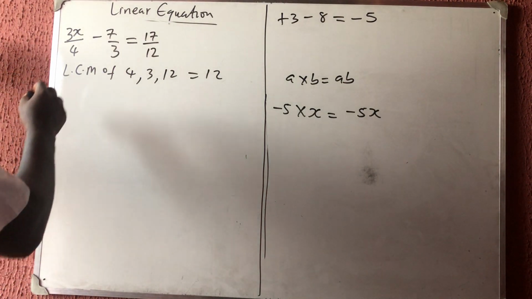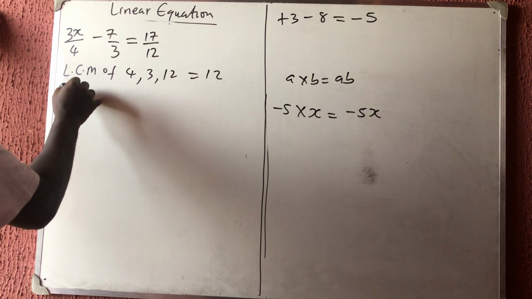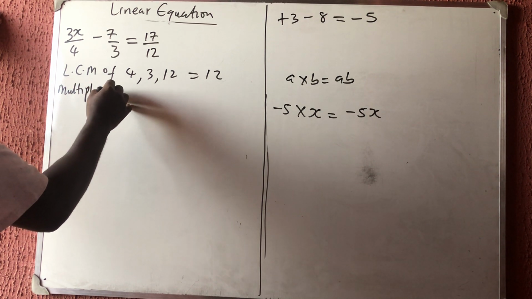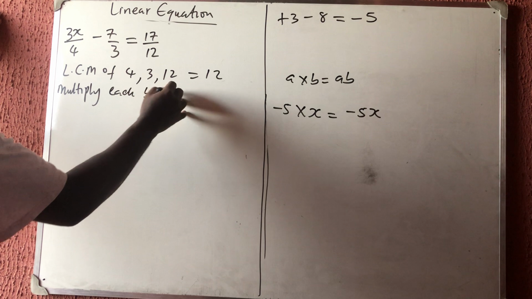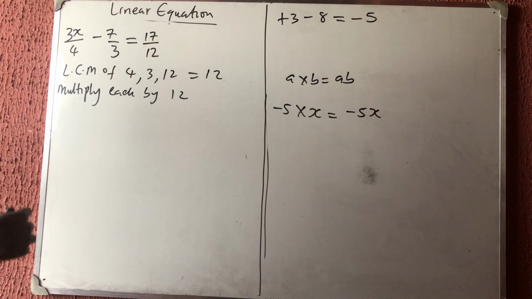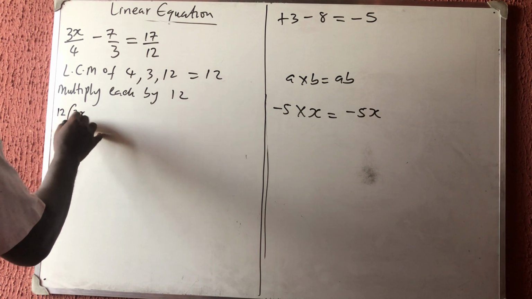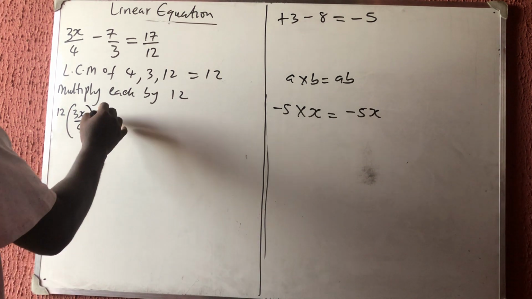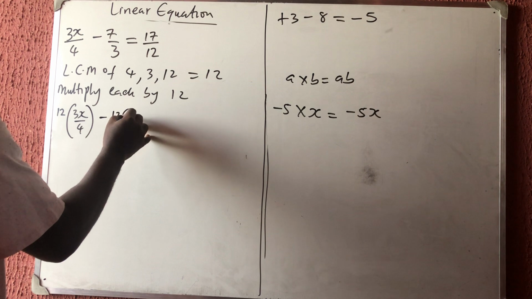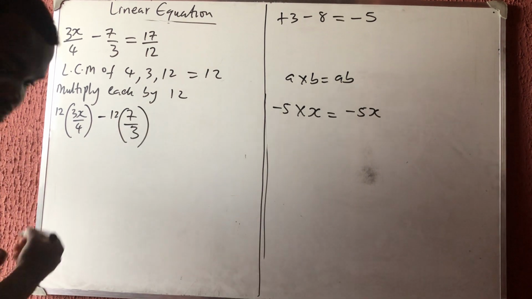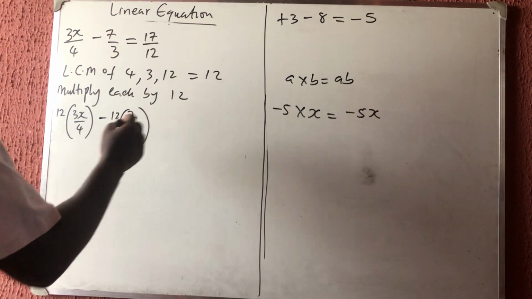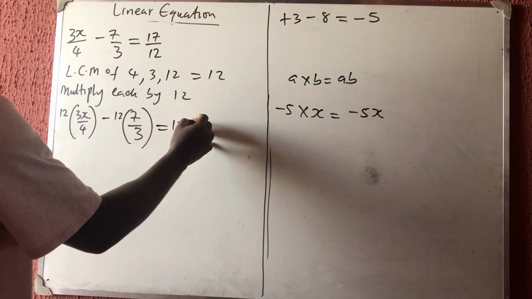We multiply each term by the LCM. So multiply each by that 12, so that the denominators will all disappear. So look at this. I'll say 12 in bracket of 3x over 4 minus 12 in bracket of 7 over 3 is equal to 12 in bracket of what?